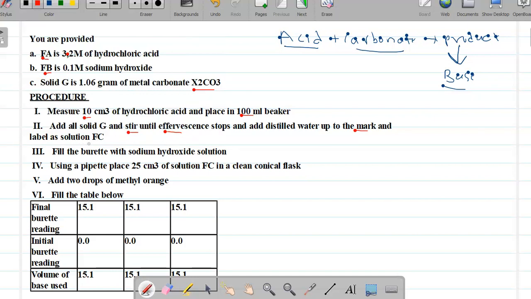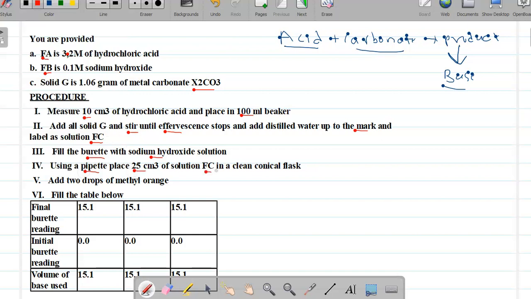Since you formed a new volume, you label it as solution FC, because you have prepared a new solution, not the original. The original solution was called FA, which was 10 cm³. Because you have diluted and added another compound, you label the new solution FC. Fill the burette with sodium hydroxide solution, then you pipette 25 cm³ of FC, the new solution that you have prepared.